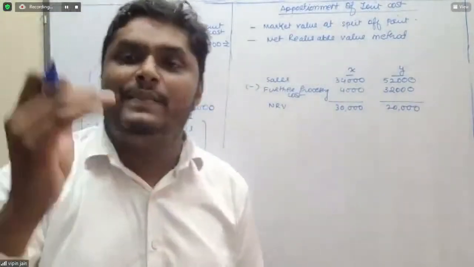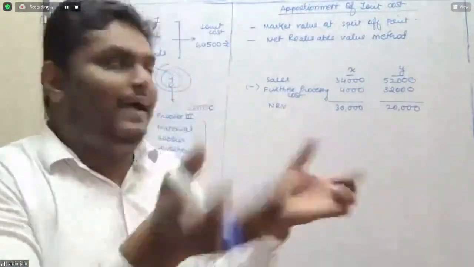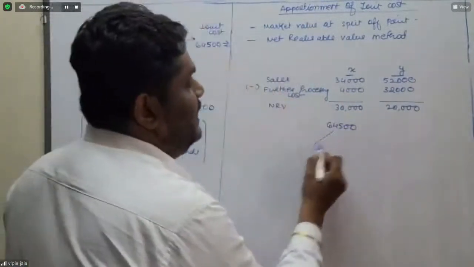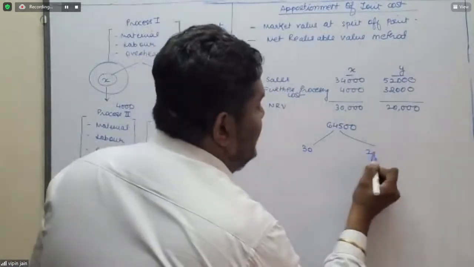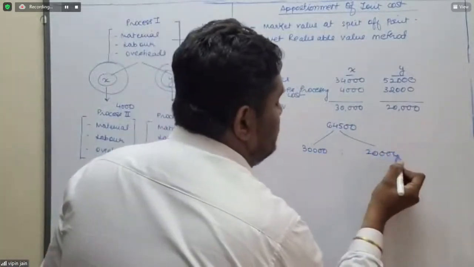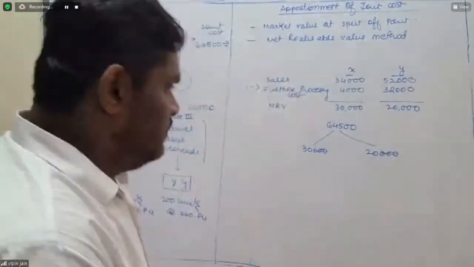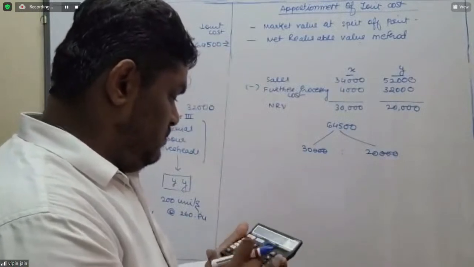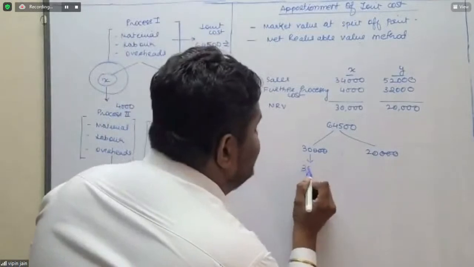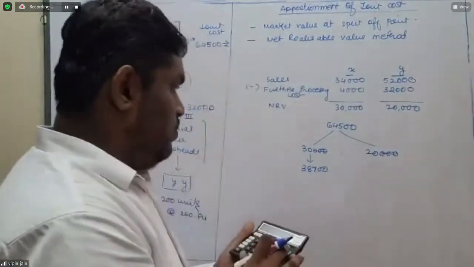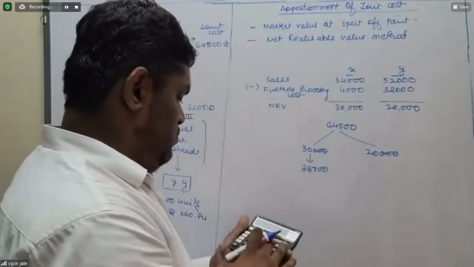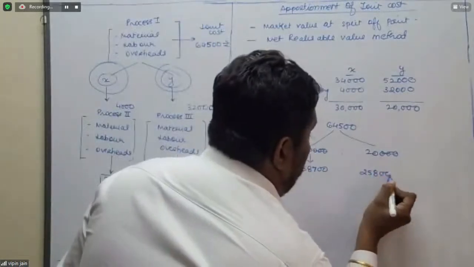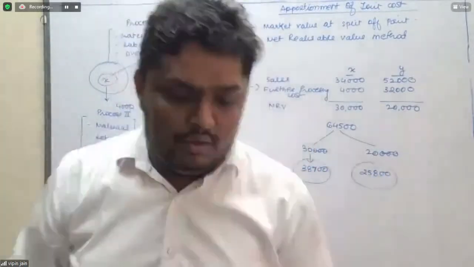Now since we have the dummy market value of X and Y, it's easy for us to apportion the joint cost. Let's say the joint cost is 64,500. It will be distributed in the ratio of 30:20, 30,000 is to 20,000. So this will be 38,700 and $25,800. This is how the joint cost will be apportioned.